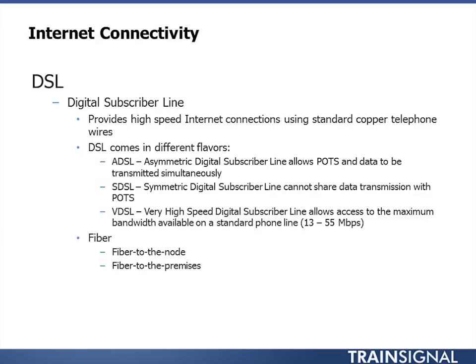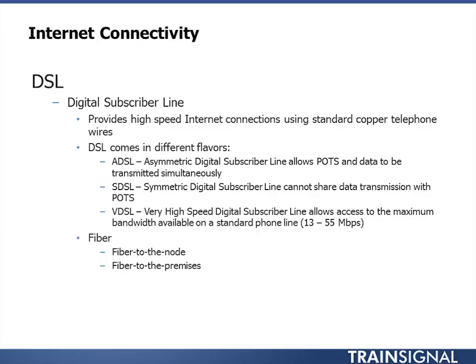Now, DSL comes in many different flavors. We have ADSL, which stands for asymmetric DSL, which allows POTS, remember, plain old telephone service, and data to be transmitted simultaneously. You have SDSL, which is, instead of asymmetric, now symmetric DSL, where it cannot share that data transmission with POTS. And probably the most popular flavor today, which is VDSL, which I love what it stands for, very high speed. Should it be VHS DSL? And I think the problem is they don't want to go with VHS because that makes you think of videotapes.